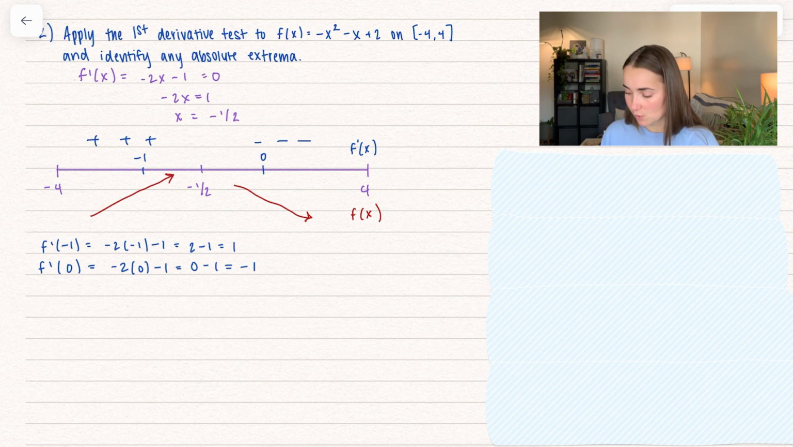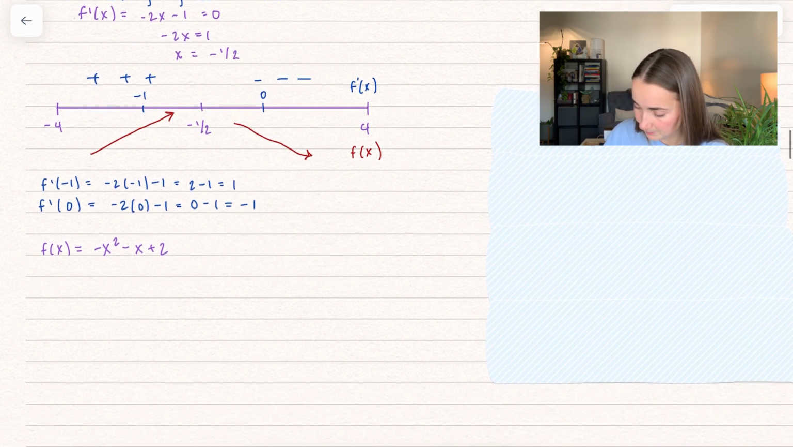So remember, when we do that, first we're going to plug it into the original function. We're not going to plug it into the first derivative like we do for testing for intervals of increasing or decreasing. But we are also going to plug in the endpoints, right? We have to see if that's going to give us any absolute extrema. So let me go ahead and do that.